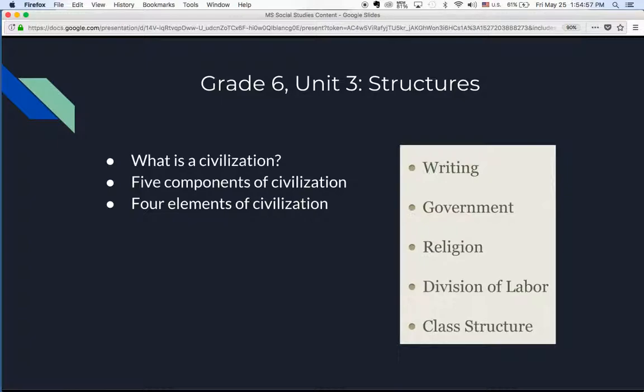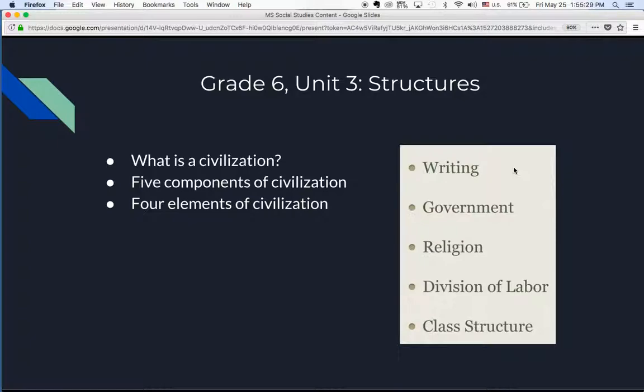Unit 3 we call structures, and this one is really about civilization. So as you move from first humans, we start focusing more on established civilizations, not just tribes or semi-sedentary or non-sedentary peoples. And so there are 5 components of civilization. We have writing, government, religion, division of labor, and class structure.